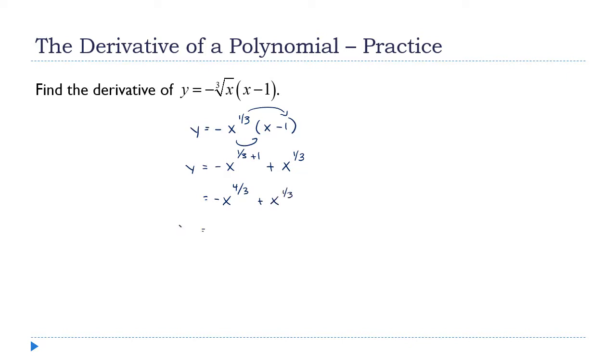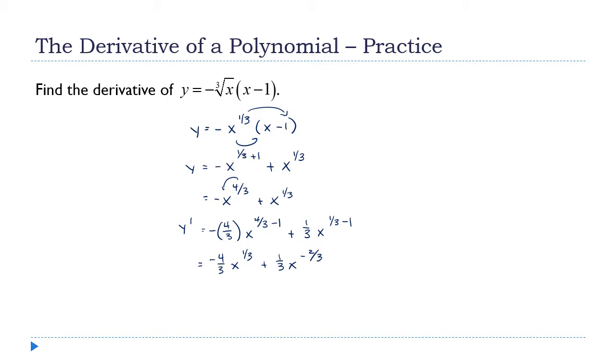And now I'm going to do the derivative. Y prime equals negative 4/3. I bring the exponent out in front. X to the 4/3 minus 1, plus 1/3 x to the 1/3 minus 1. All right, now let's clean these exponents up. This is negative 4/3 x to the 1/3 plus 1/3 x to the negative 2/3.